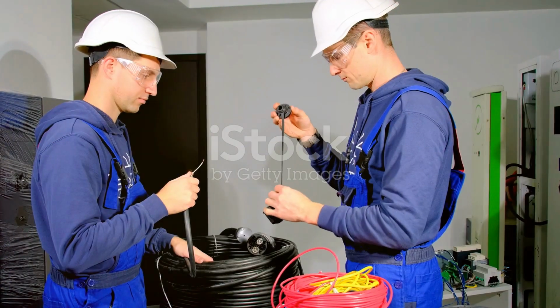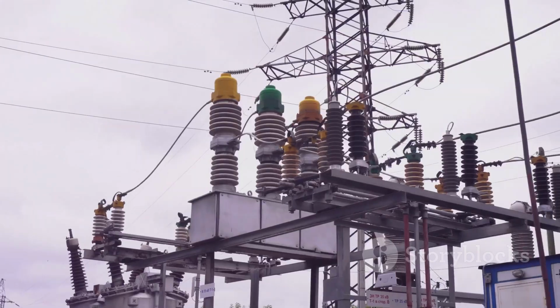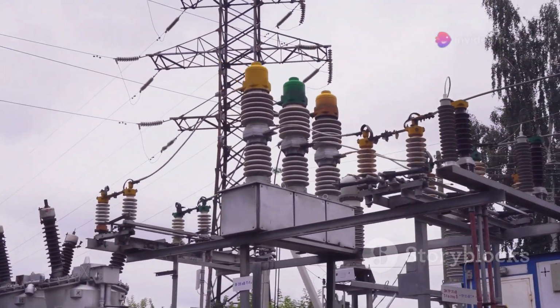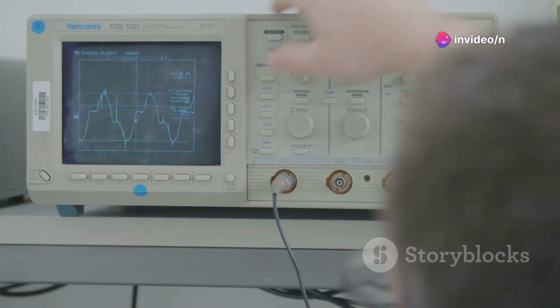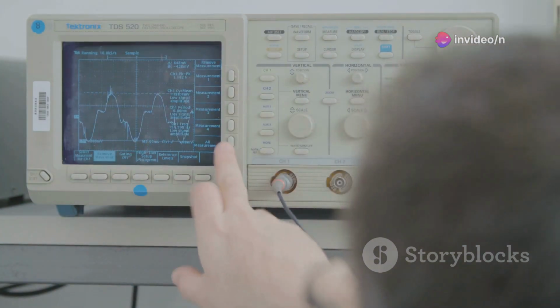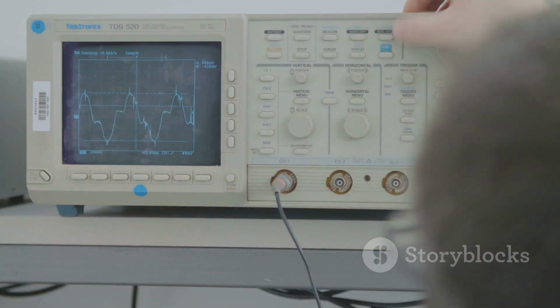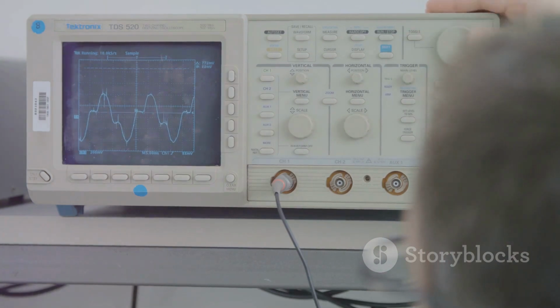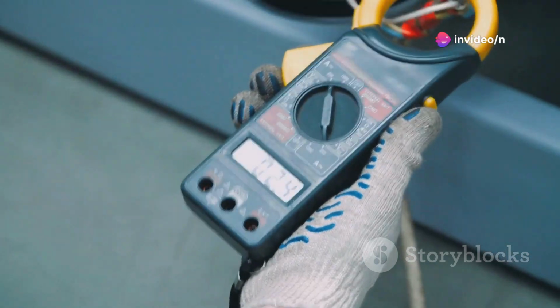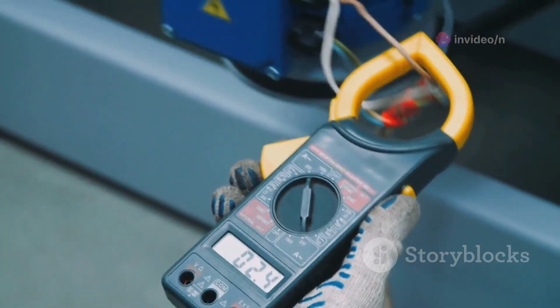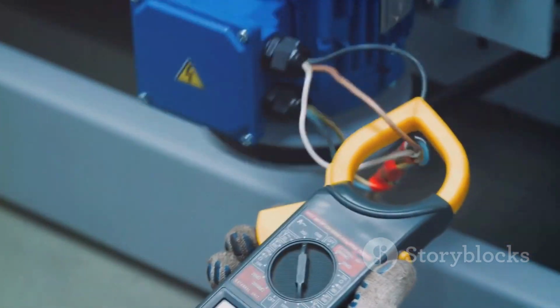Why is RMS so important in electrical engineering? Well, for starters, most electrical power systems around the world operate using alternating current, AC. Unlike direct current, DC, which flows steadily in one direction, AC constantly changes direction and amplitude. This fluctuating nature of AC makes it tricky to measure its effectiveness using traditional methods. That's where RMS comes to the rescue. By providing an equivalent DC value, RMS allows us to accurately measure AC power.